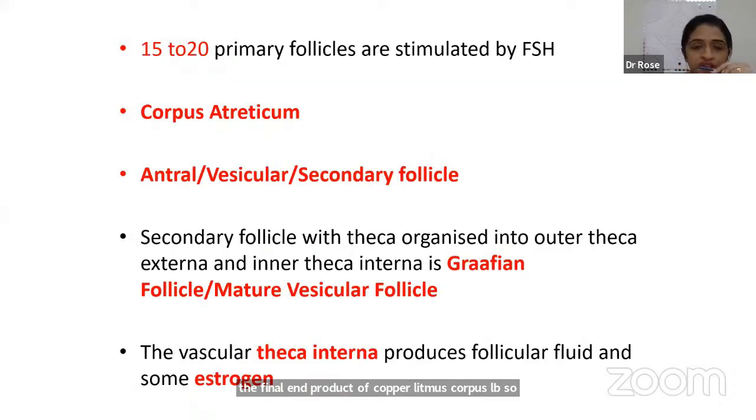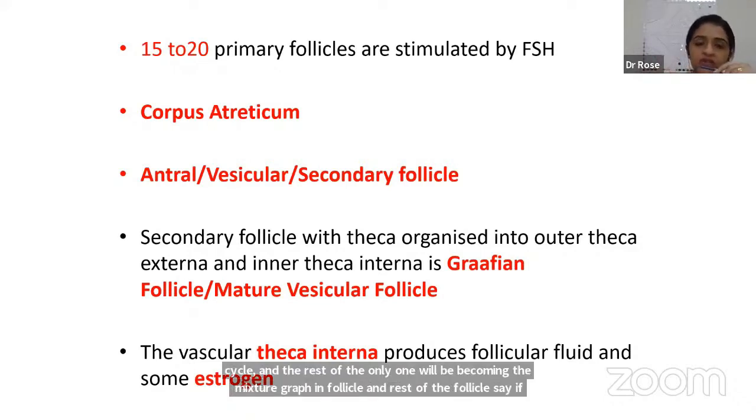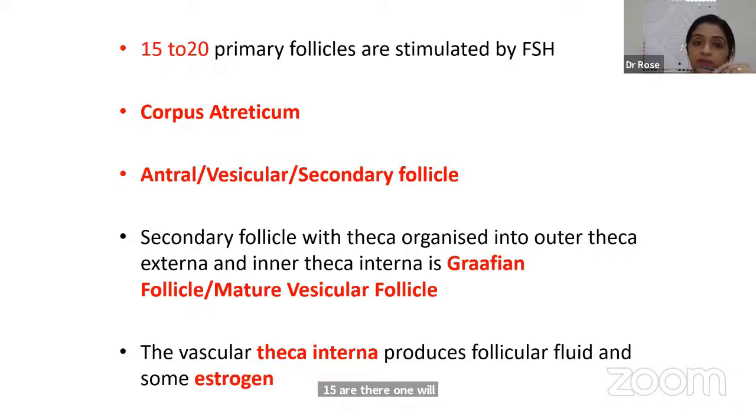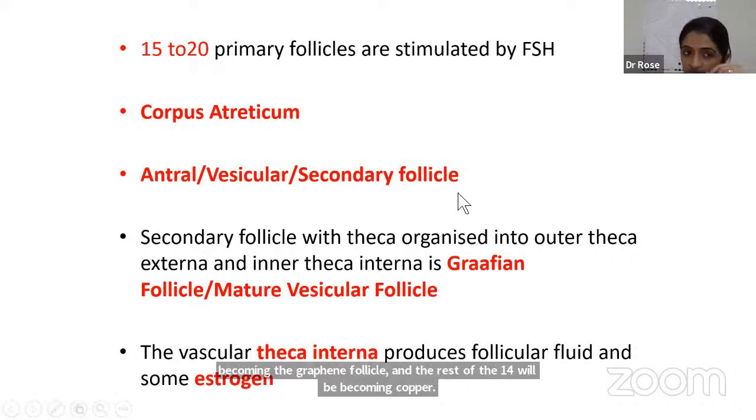So it is said that 15 to 20 primary follicles are stimulated with every ovarian cycle, and of the rest, only one will be becoming the mature Graafian follicle. If 15 are there, one will be becoming the Graafian follicle, and the rest of the 14 will be becoming corpus heteroticum. And it will be converted into secondary follicle.